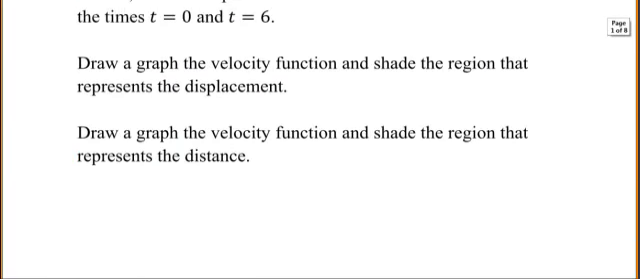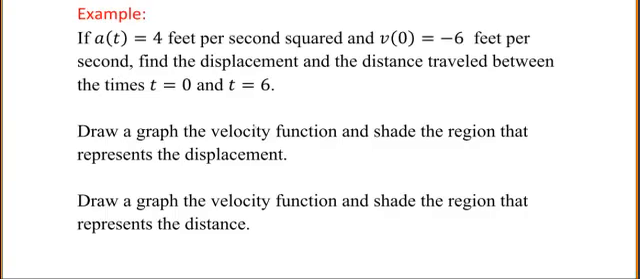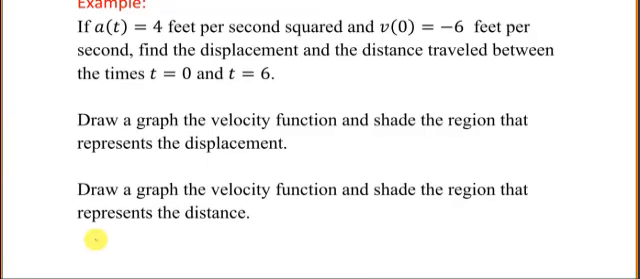Okay, so let's see. It says to draw the graph of the velocity function and shade the region that represents the displacement. Draw a graph of the velocity function, and sketch a region that represents distance traveled. So a of t is equal to 4.